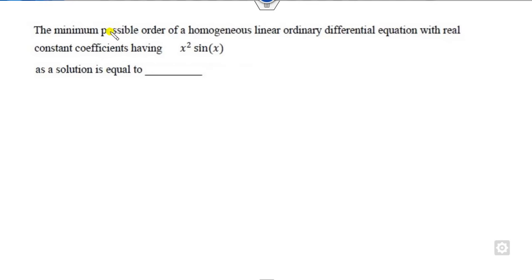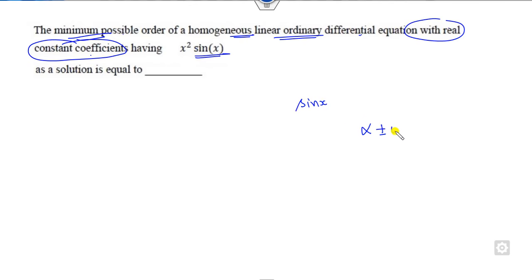Look at another one. What is the minimum possible order of the homogeneous linear differential equation here? Whenever there is a linear differential equation with constant coefficients and the solution contains sin x, the roots will definitely be of the form alpha plus or minus iota beta. Since only the complex part is present, alpha will not be there, so my roots will be of this nature. It means there are two roots: one is iota b, the second is minus iota b.